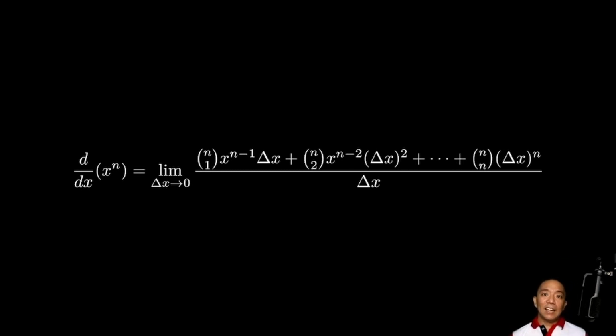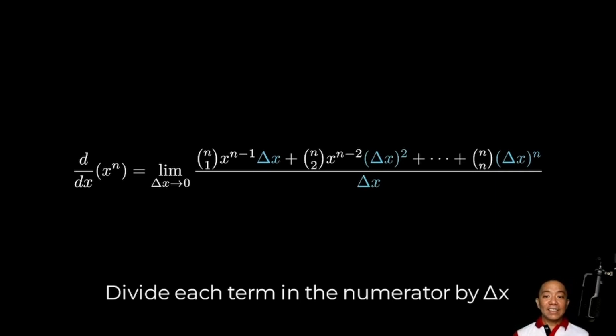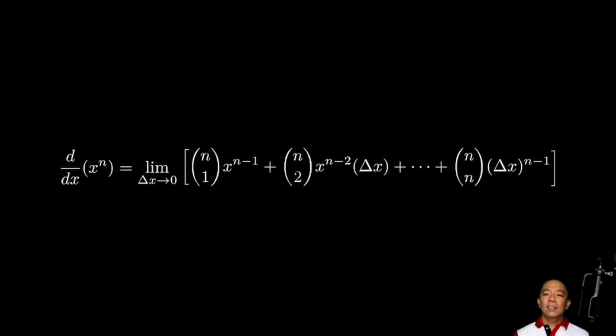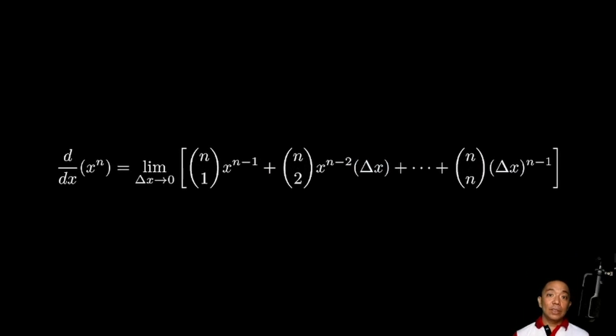Dun sa matitira, we could make the observation that all the terms sa numerator, lahat sila may factor na delta x. At ano yung nasa denominator natin? Delta x din. So what we'll do is we'll divide each term in the numerator by delta x. And it will simplify like so. Nawala na yung denominator, tapos bawat term nabawasan ng isang delta x na factor.